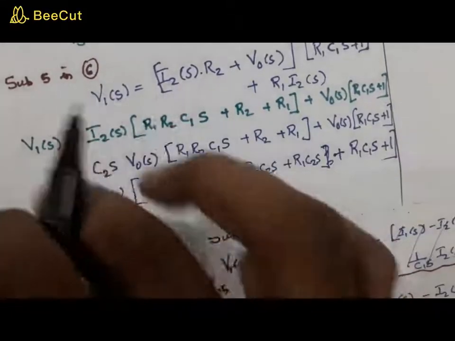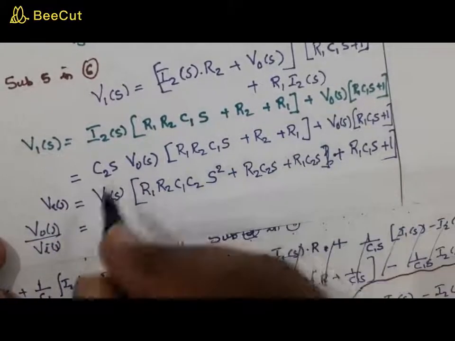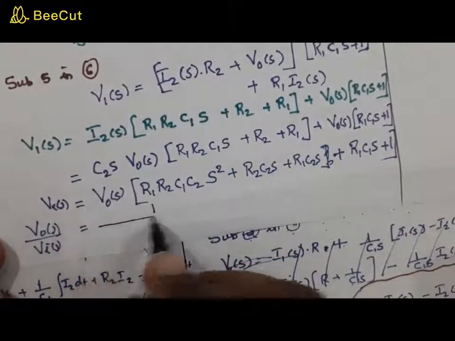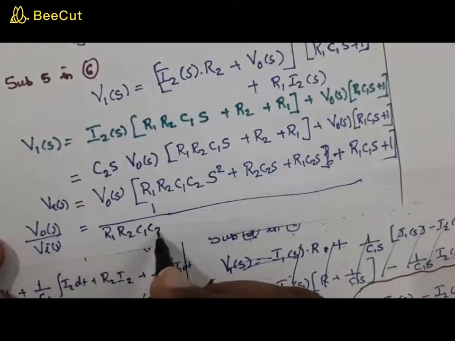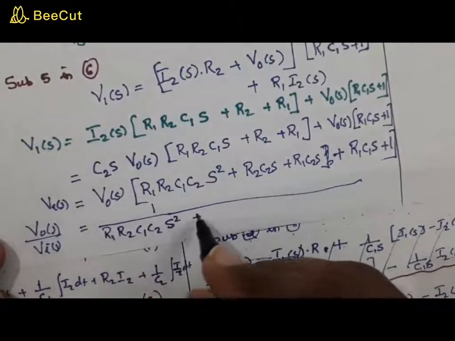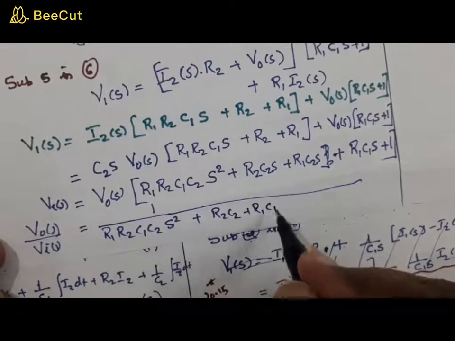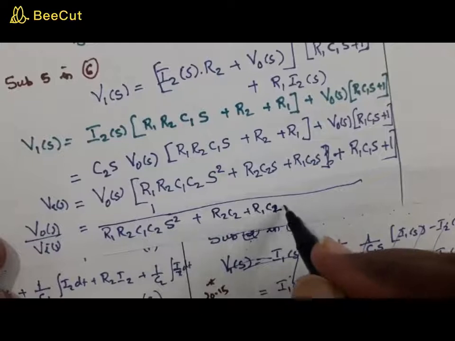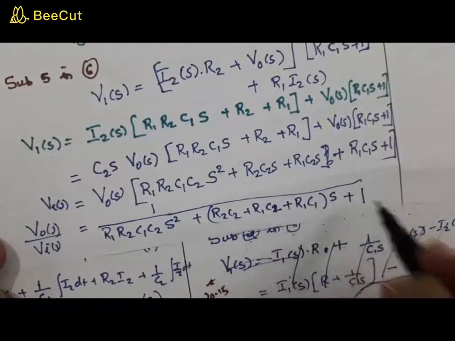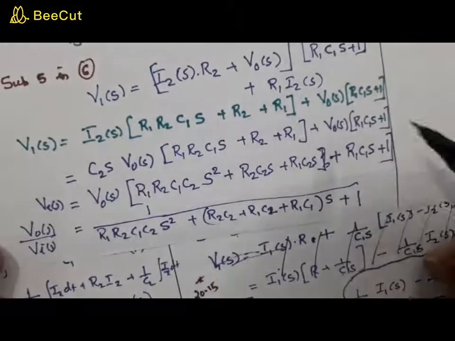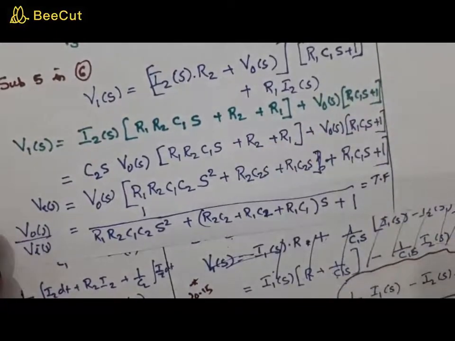That will be equal to, bringing this here, so this is Vi of s, bringing this down, you will get this as the numerator. So this will be 1 by R1 R2 C1 C2 into s square plus R2 C2 plus R1 C2 plus R1 C1, the whole into s plus 1. Okay, now what is this? This is actually your transfer function of this network. Okay, right? Hope you understood this.